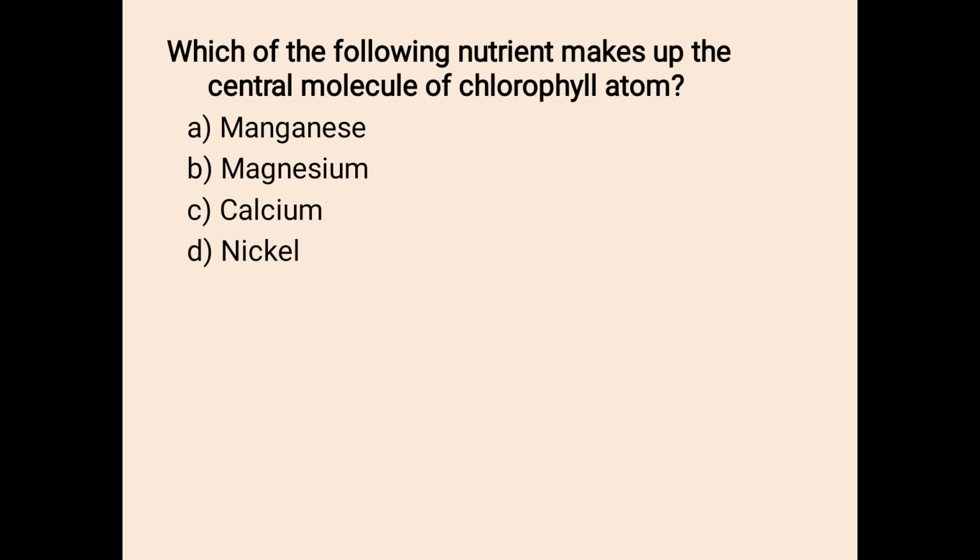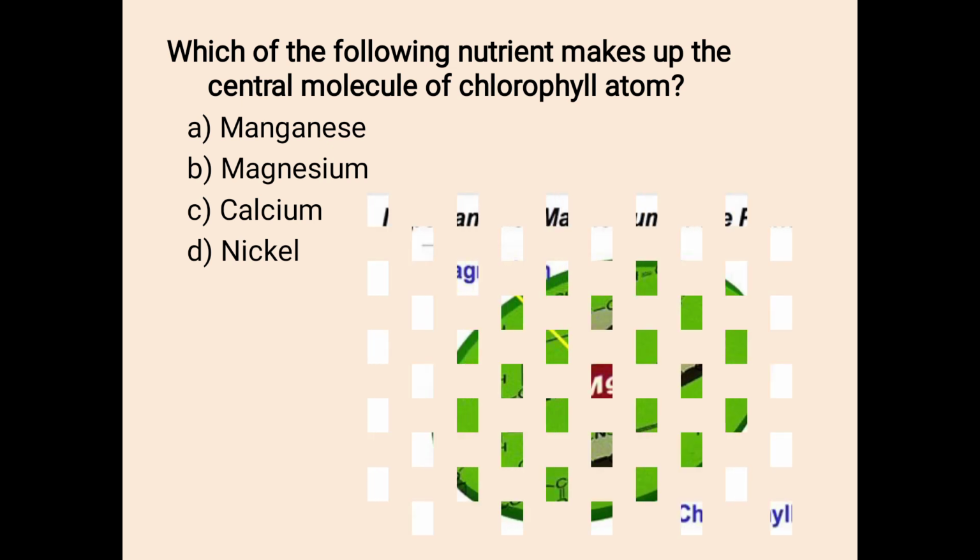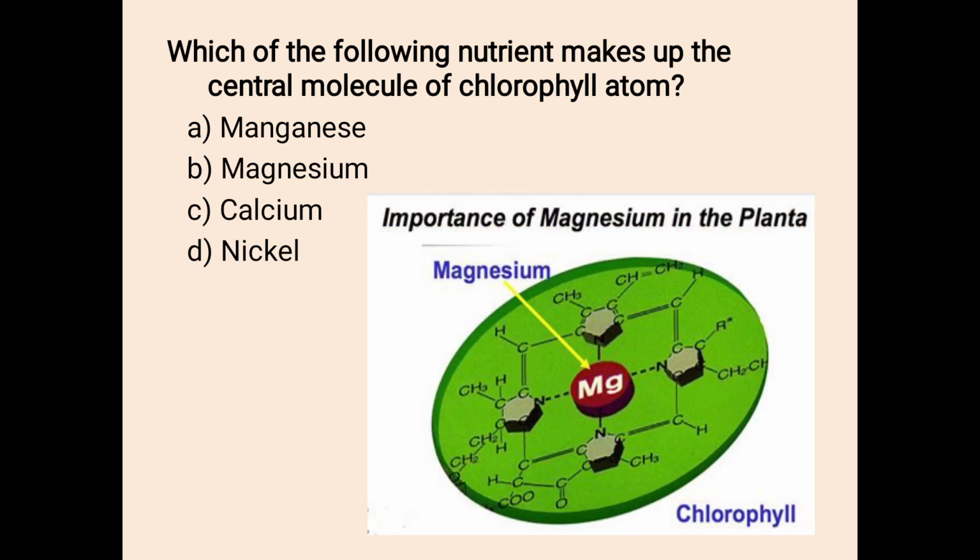Next question is, which of the following nutrients makes up the central atom of the chlorophyll molecule? So this is the molecule of chlorophyll and the central atom is a magnesium ion. So the correct answer is magnesium makes up the central atom of the chlorophyll molecule.